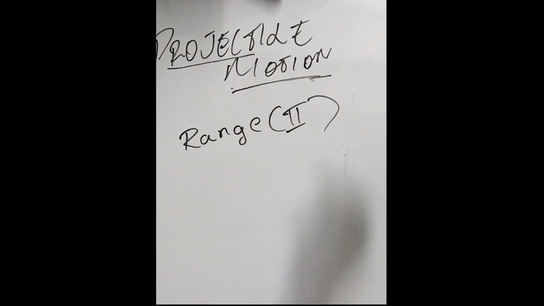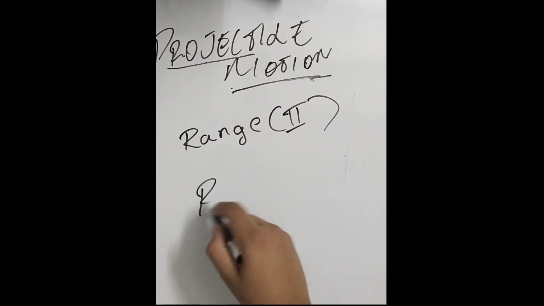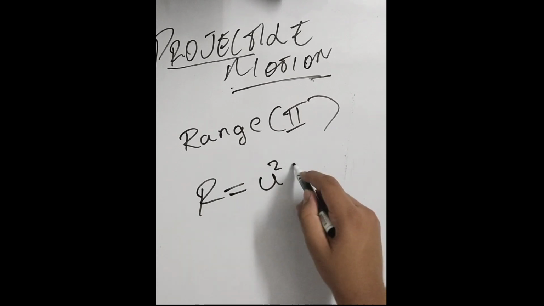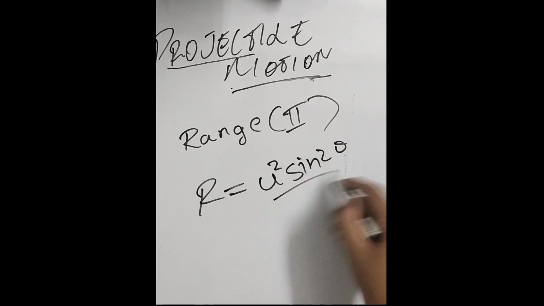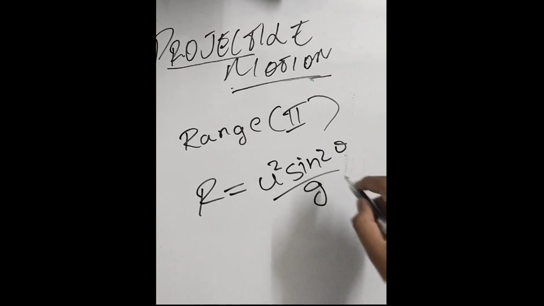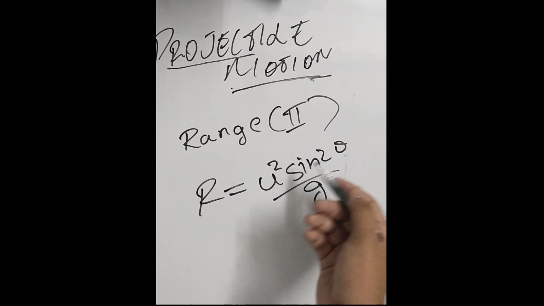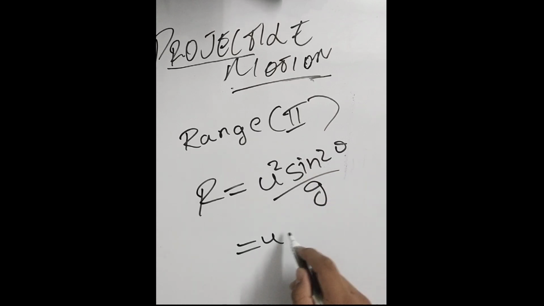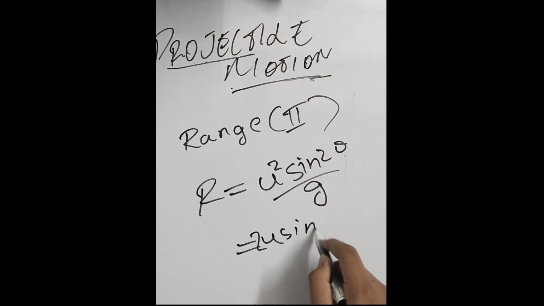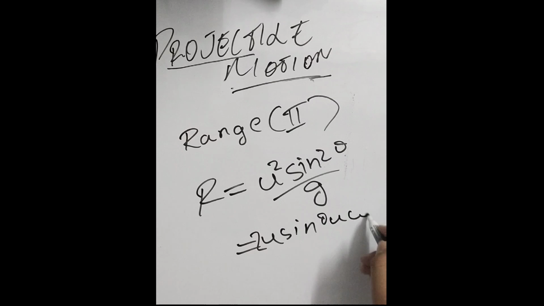Now, there's actually a second formula for range. What is this second formula for range? You might remember that range is equal to u square sine 2 theta divided by g. We just derived this in the video. So using this, we can get 2u sine theta u cos theta divided by g.